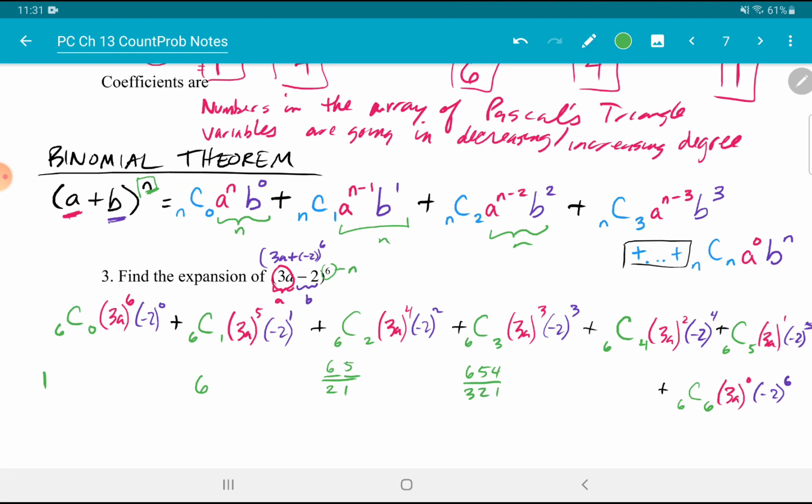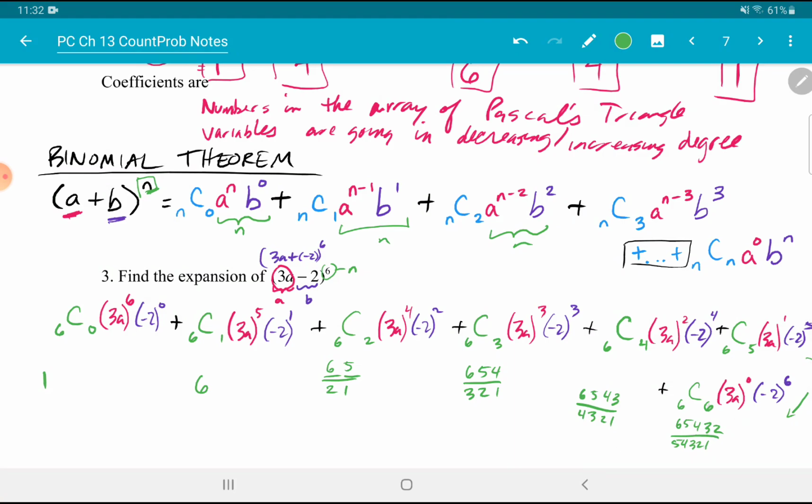Here, I'm running out of space again. So here I'll have 6, 5, 4, 3 over 4, 3, 2, 1. Here we go, we'll have 6, 5, 4, 3, 2 over 5, 4, 3, 2, 1. And then, oh boy, I'm really scrunched for space here.